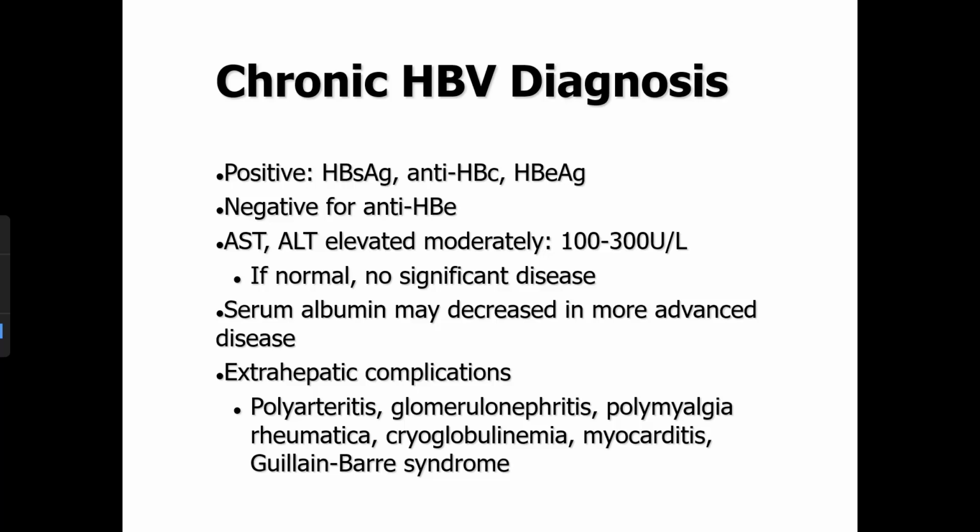So chronic HBV diagnosis: positive HB surface antigen, anti-HB core, HBe antigen, negative for anti-HBe. The antibody that protects against the E antigen is very protective. But if you're going to have a form that progresses as badly down the line as chronic HBV, you're not likely to see that antibody against the E antigen. AST/ALT is elevated moderately. If it's normal, it's not a significant disease. Serum albumin may decrease in more advanced disease.